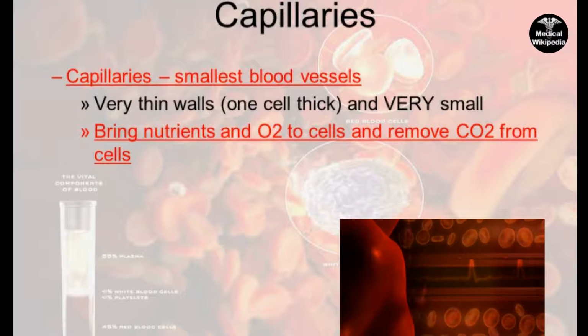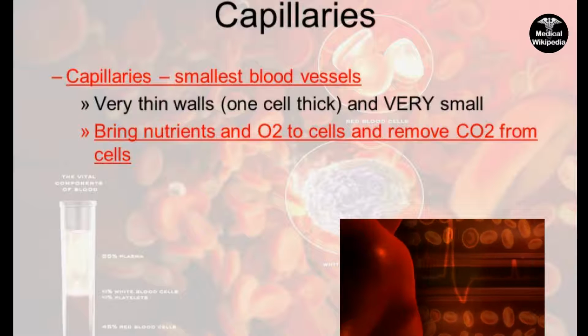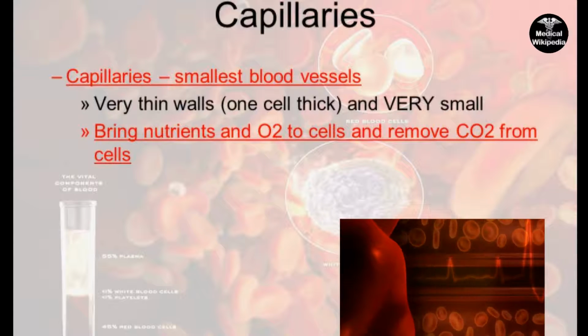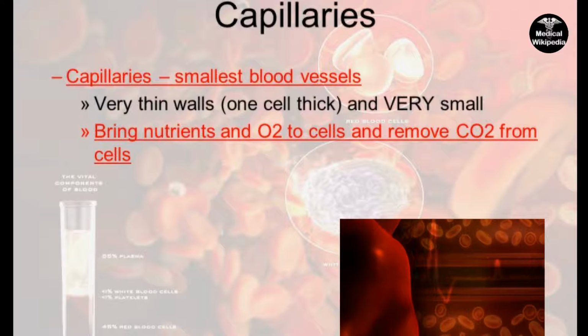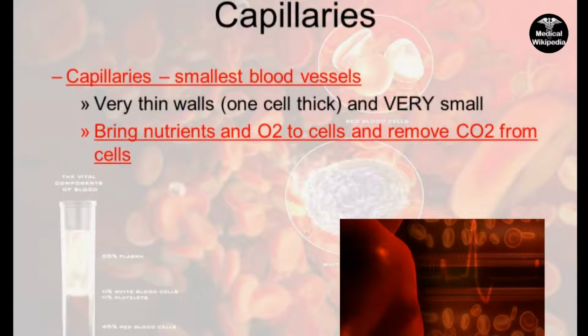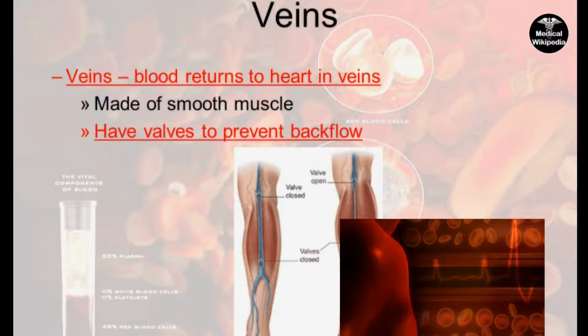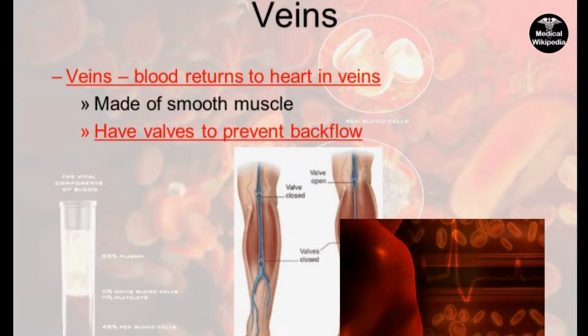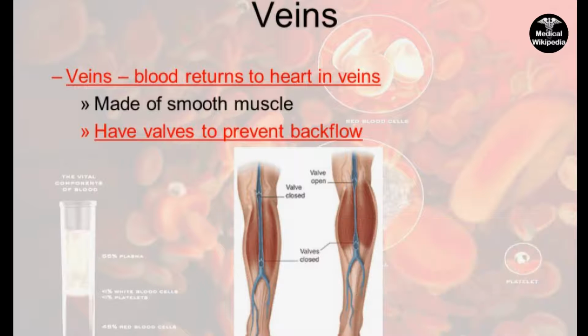Capillaries are the smallest blood vessels. They have very thin walls, 1 cell thick, and are very small. They bring nutrients and O2 to cells and remove CO2 from cells. Veins. Blood returns to the heart in veins made of smooth muscle. They have valves to prevent backflow.